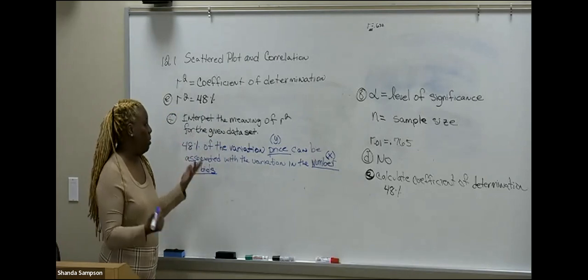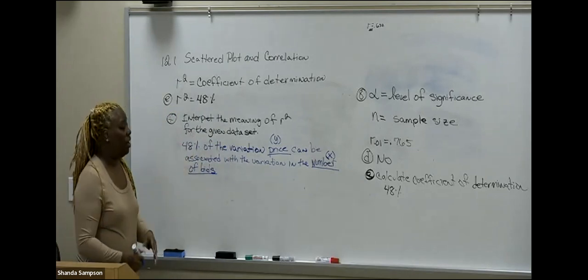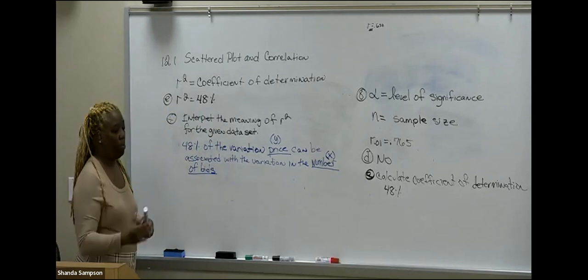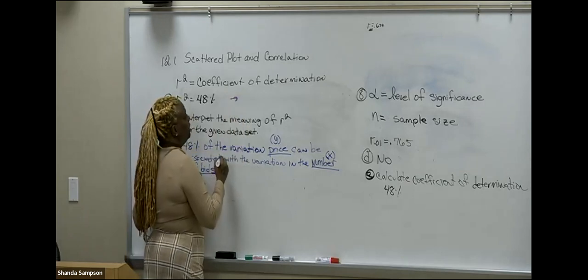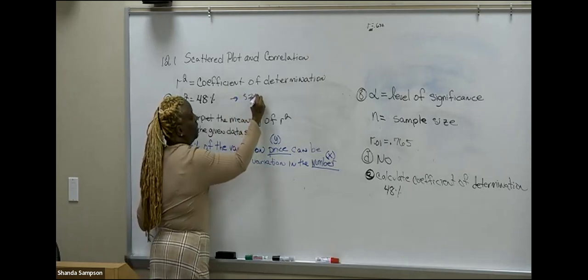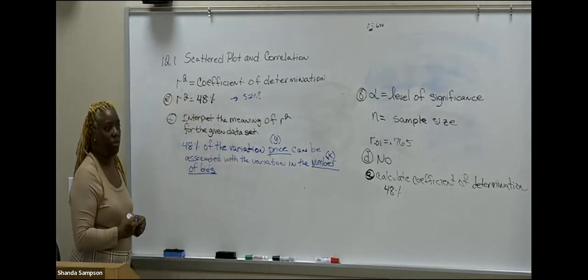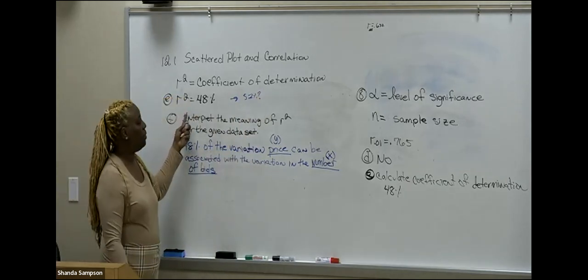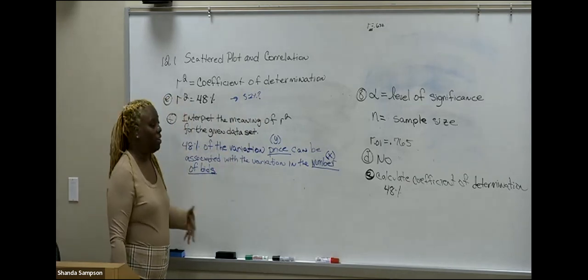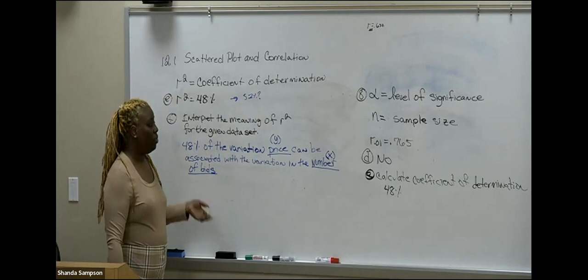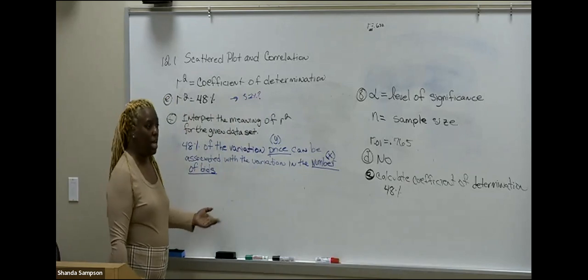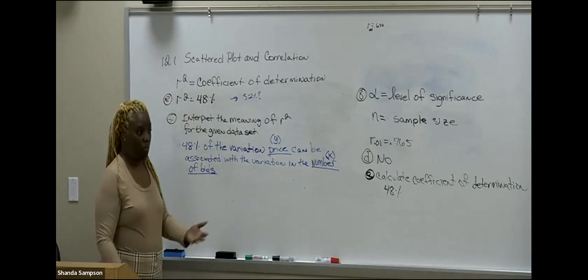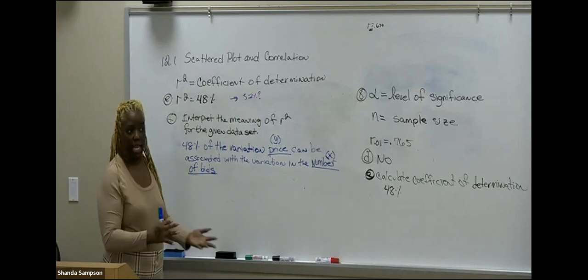Now, I'm not a psychologist or a sociologist or a business person who would be researching this, but maybe somebody else wants to find out, hey, where's the other 52%? Where is the rest of that coming from? We know that 48% of the variation in price is due to the number of bids, because we're trying to figure out why the price is varying, right? 52% of the price could be due to, I don't know, the day of the week, right? More people online during the weekend.